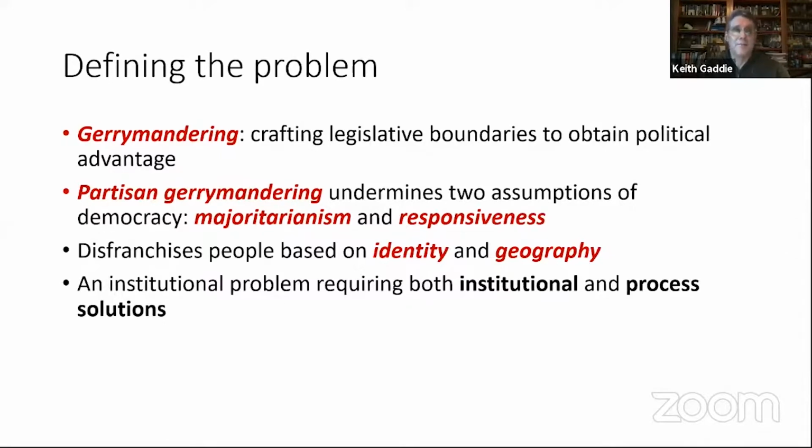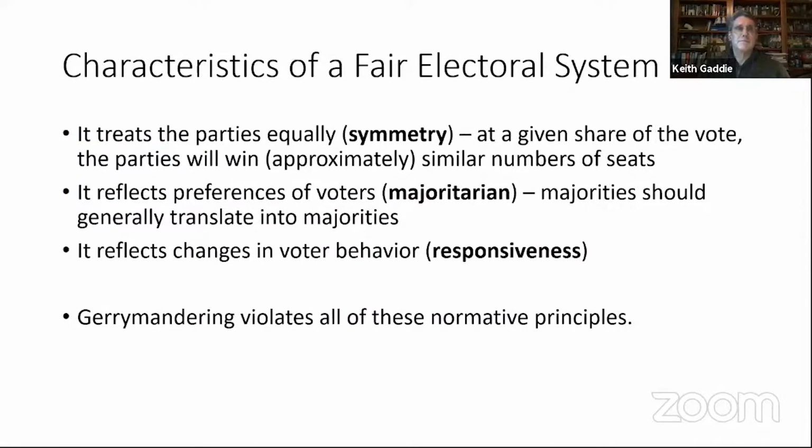Let's have the next slide. Okay, so briefly, if you're looking for a fair electoral system, what you're going to see are 3 elements: symmetry, majoritarianism, and responsiveness. I briefly described these when discussing the previous slide, but this fleshes out some detail.